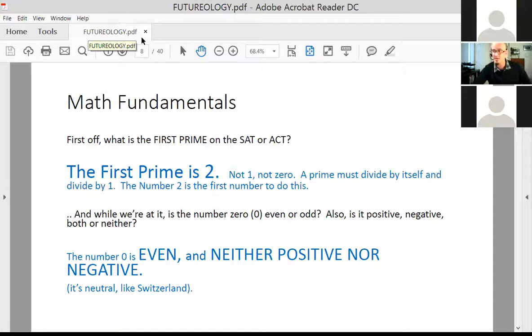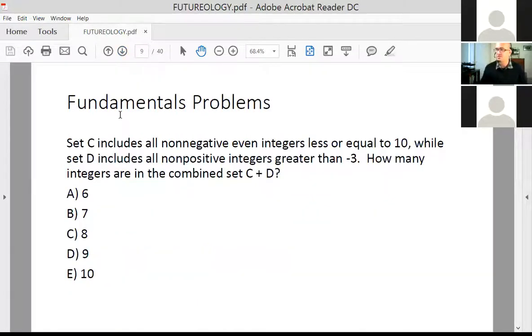Again, the first prime on the SAT or ACT is 2. It is not 1, nor is it 0. A prime must be divisible by itself and by the number 1, and itself and the number 1 must be 2 different things. Therefore, the first prime is 2. Let's try a question that uses these fundamentals.